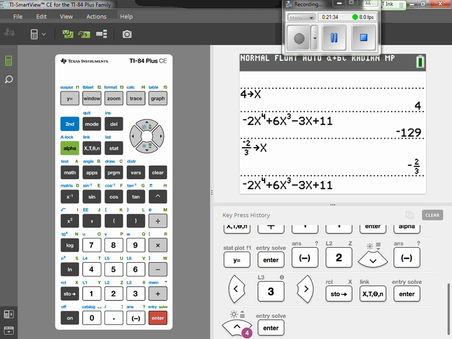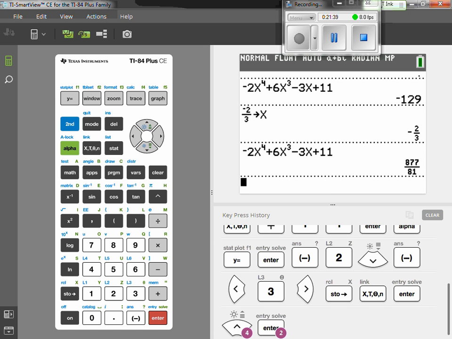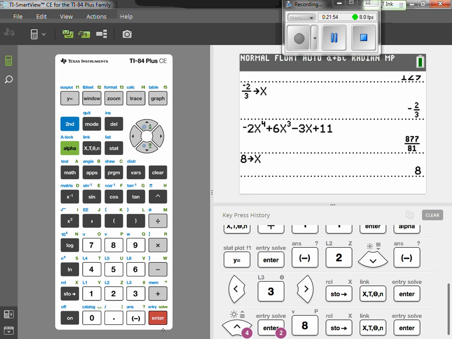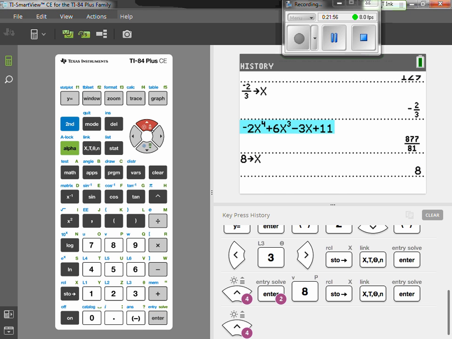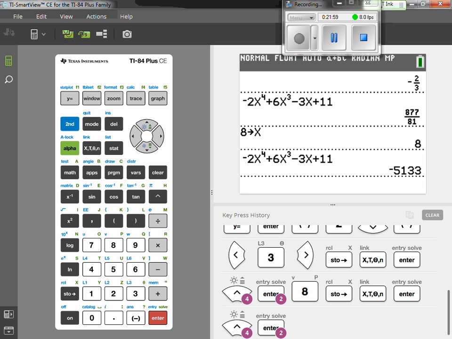Now, if I hit enter, is it going to give me negative 129? Because since we redefined the value of x, it plugged in the new value. So I could do negative 2/3. Well, now it wants 8. So x enter. And I just did it for 2 different values faster than I did one doing it by hand, didn't I?